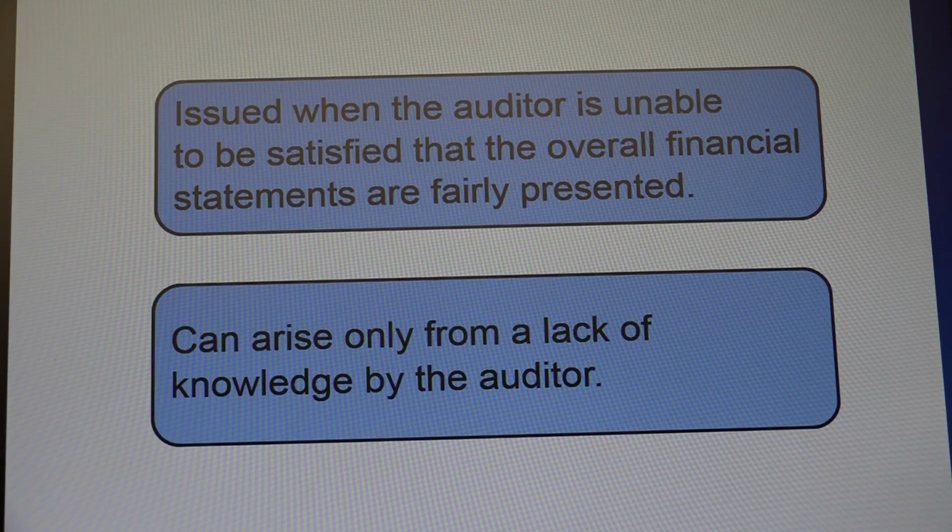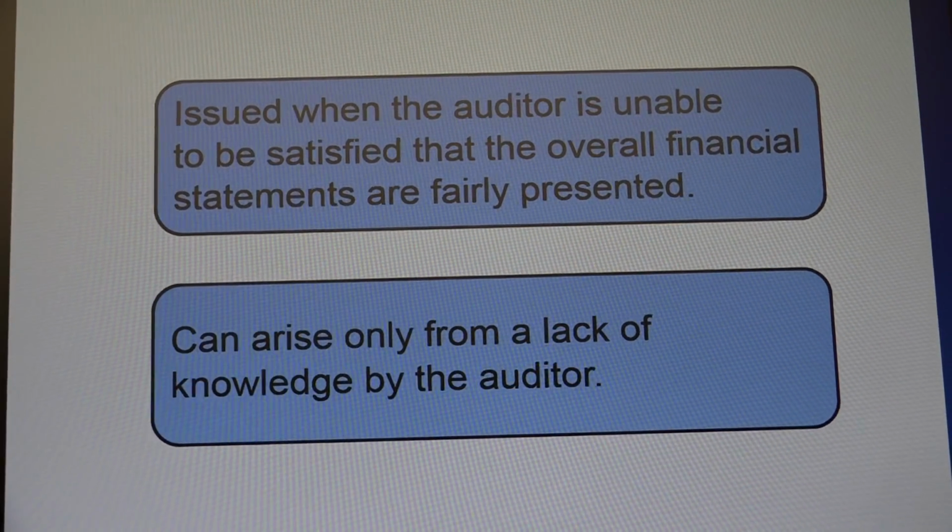And so this can arise when there's a lack of knowledge on the part of the auditor. Back to the limitation of scope we talked about in the qualified opinion, if you saw that wording on the capitalization of leases, there the auditor was able to estimate a known amount. But what happens, because they could determine an amount, it was known.